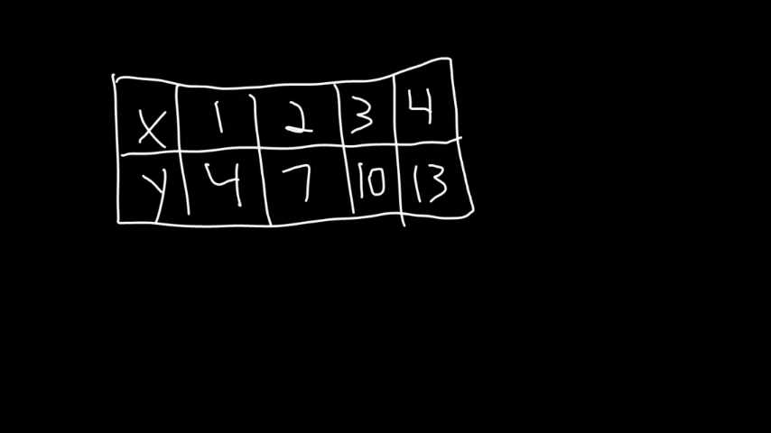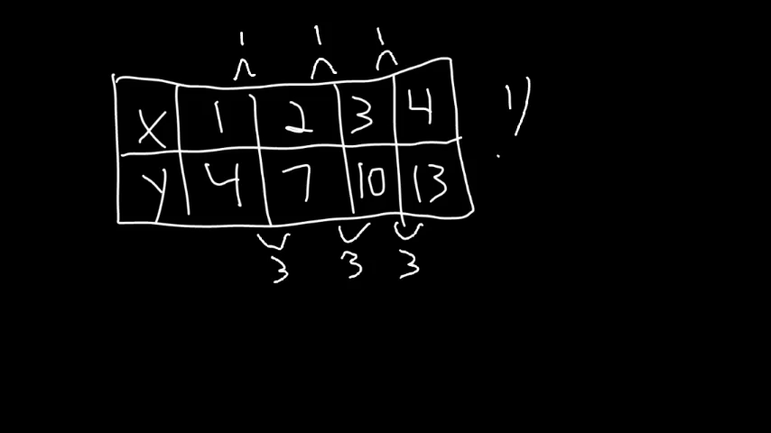Alright, so we're going to do one more example of creating a function rule. So again, start with finding the changes in y. So 4 to 7 is +3, 7 to 10 is +3, 10 to 13 is +3. Then do the same thing for your x's. 1 to 2 is +1, 2 to 3 is +1, 3 to 4 is +1.